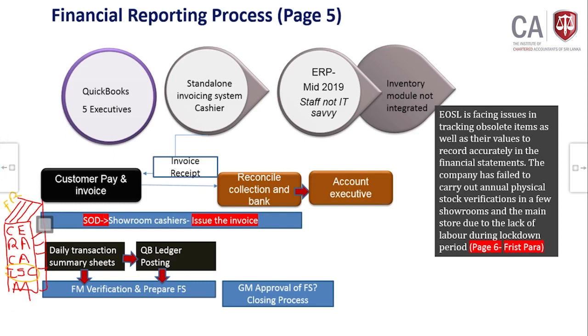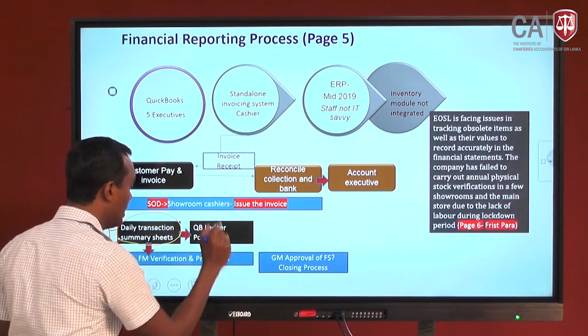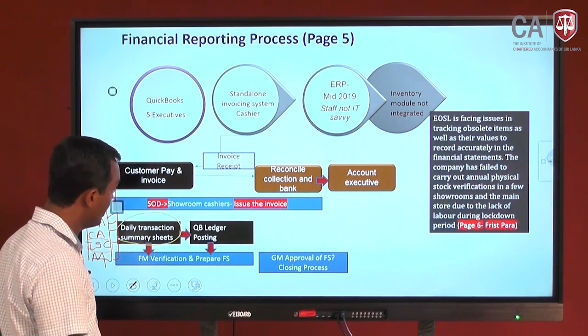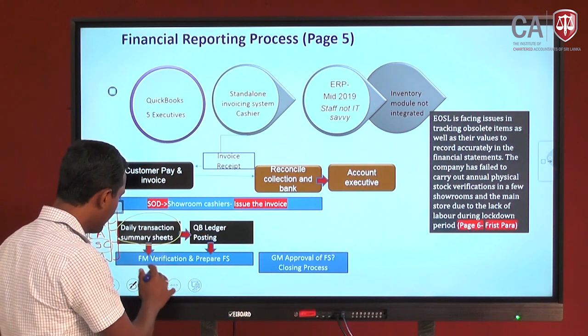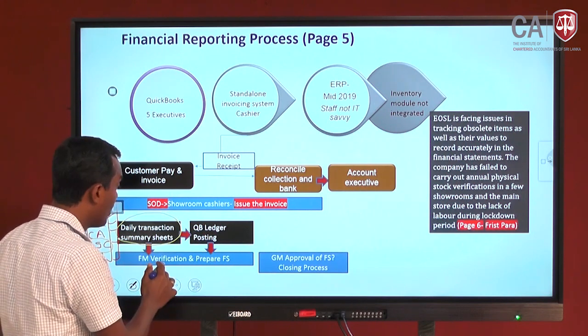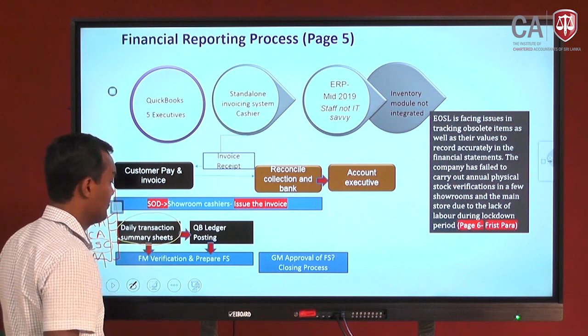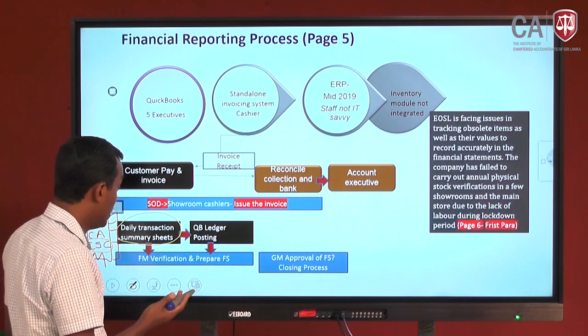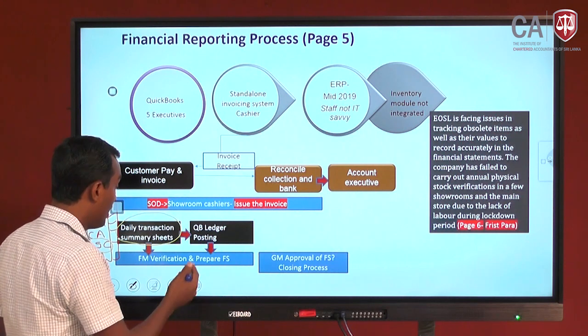How is it produced here? The transactions are summarized in a daily transaction summary sheet. Now, who prepares this summary? Is the information automatically coming or is somebody manually entering it? What is the possibility of errors in this summary? And then that summary is the source document for the QB ledger posting, the ledger is updated, and then it says that the finance manager verifies. Maybe the summary is checked, but what is behind the summary may not be checked, and then they prepare the financial statements.